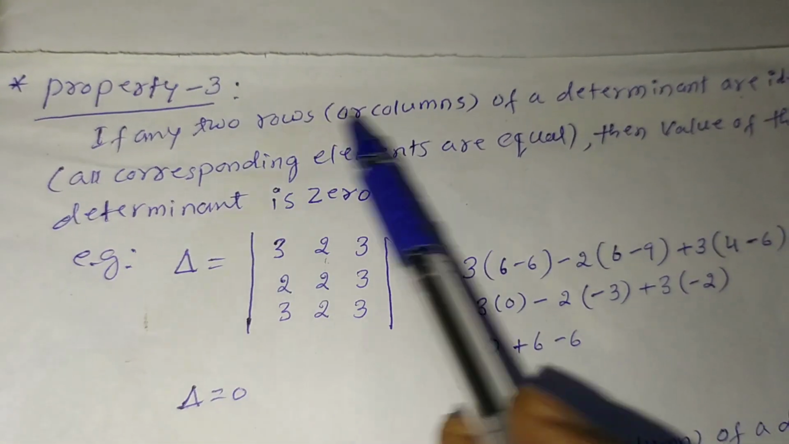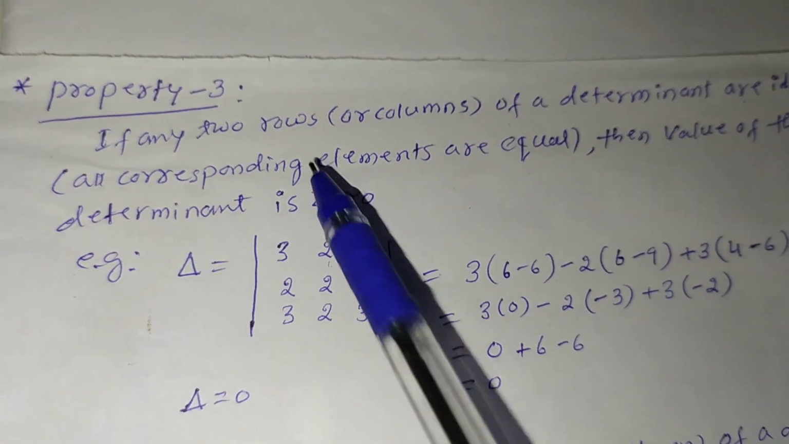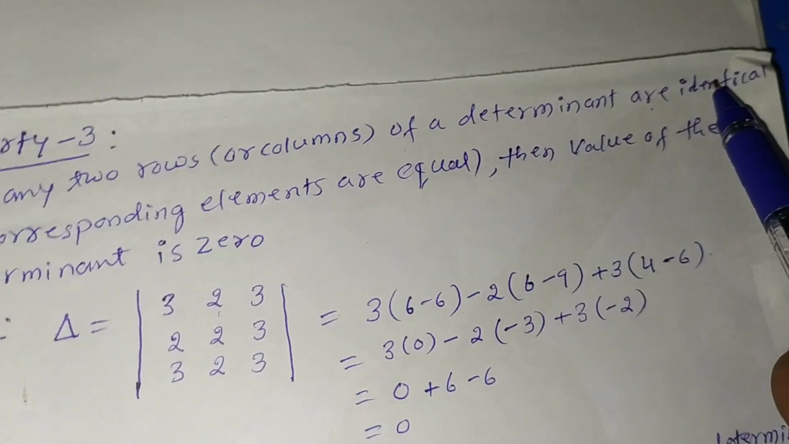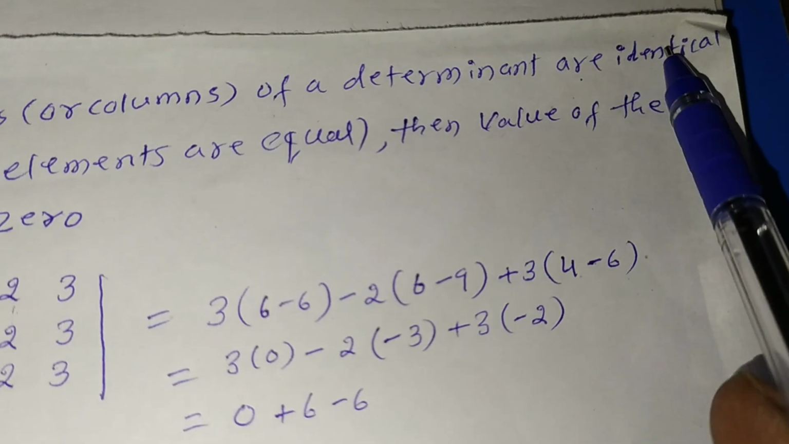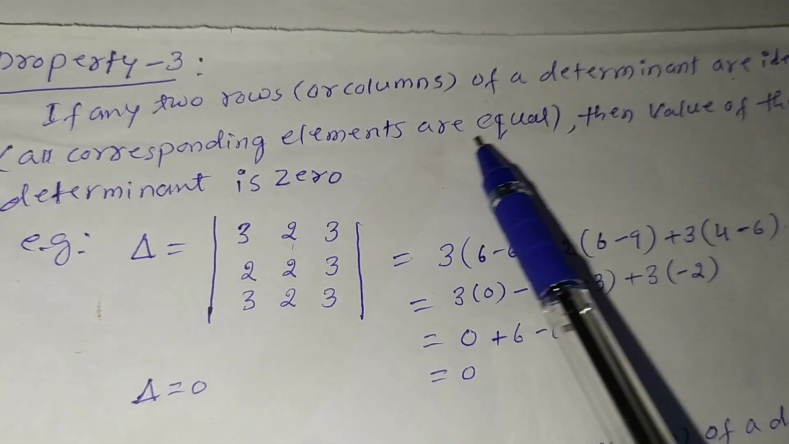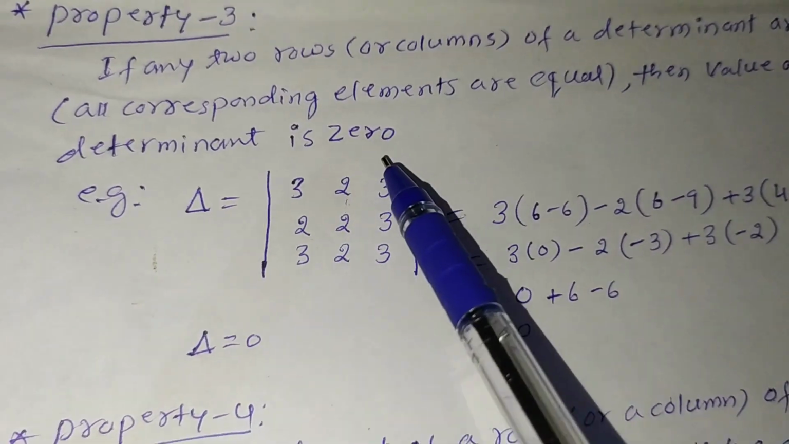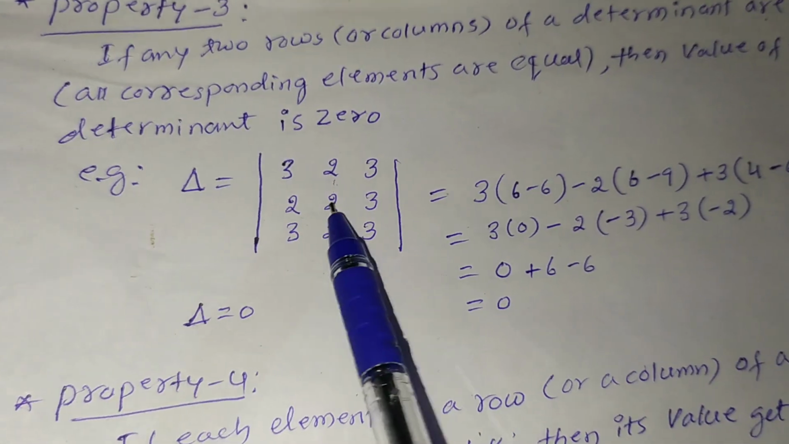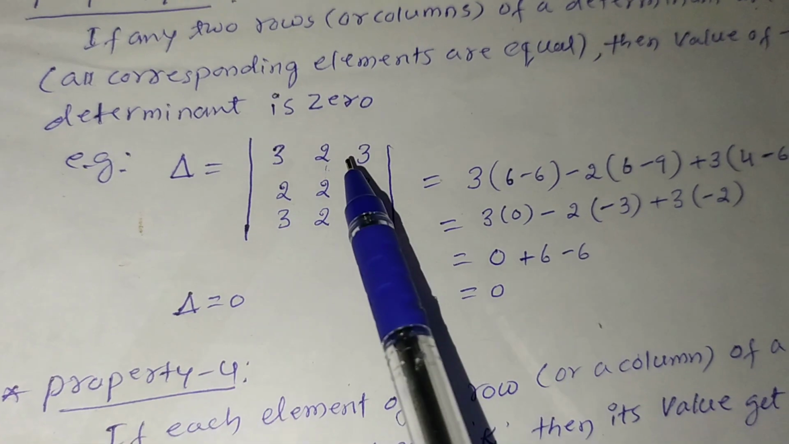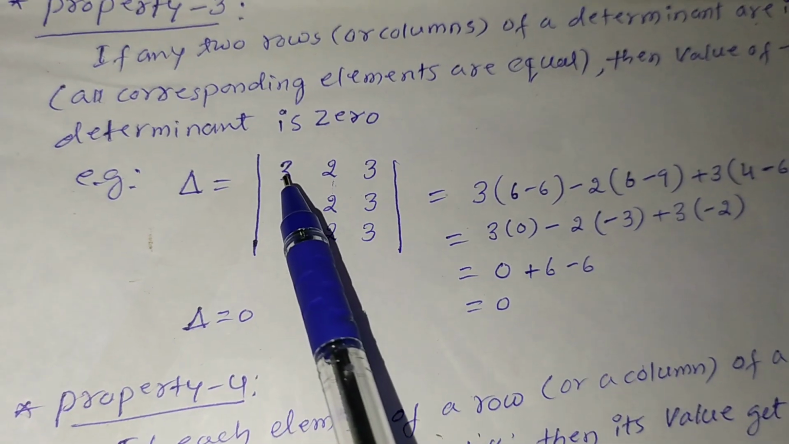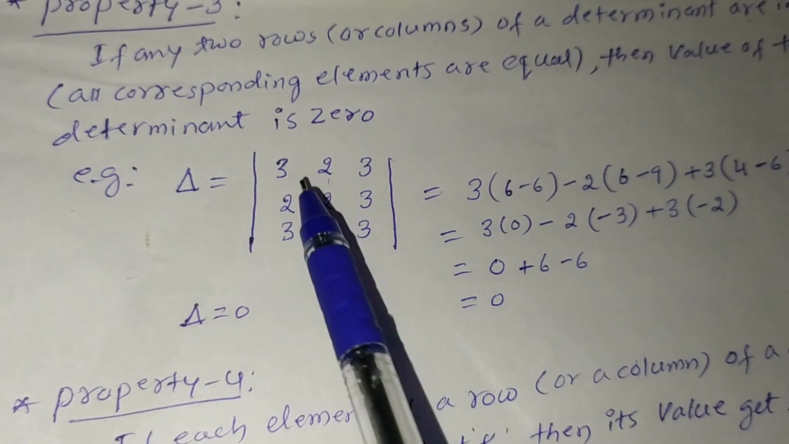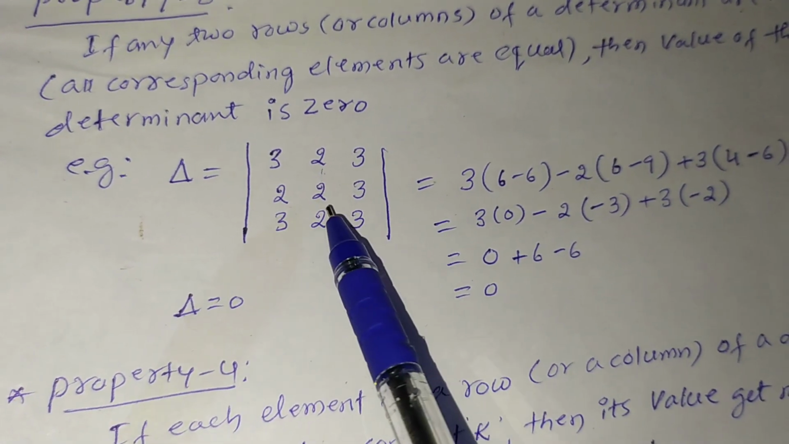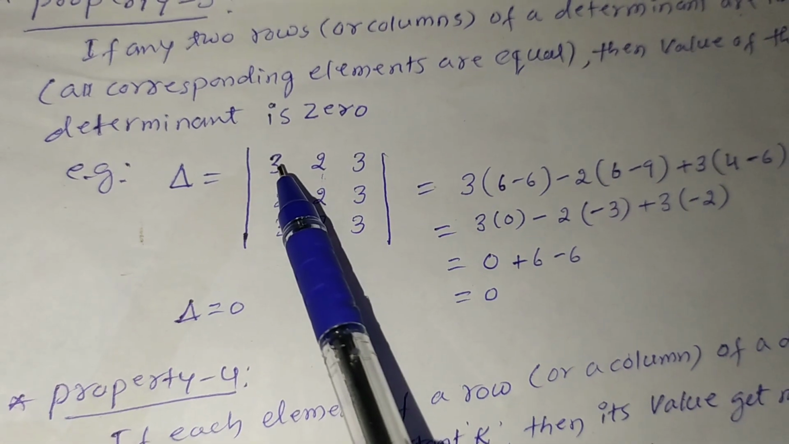If any two rows or columns of a given determinant are identical, meaning the same as they are, all corresponding elements equal, then the value of the determinant is 0. So consider an example: delta is equal to 3, 2, 3, 2, 2, 3, 3, 2, 3. Please observe, are there any two rows or columns that are identical? Say 3, 2, 3, 2, 2, 2, 3, 3, 3. The columns are not identical.